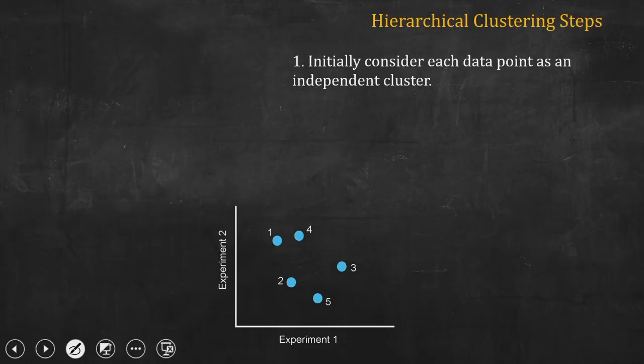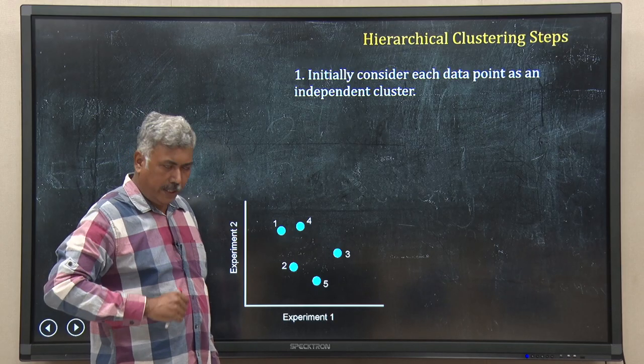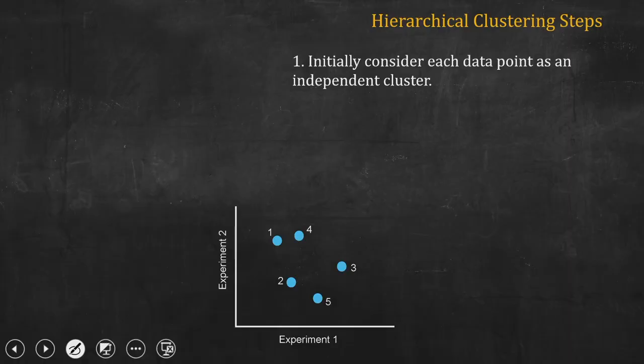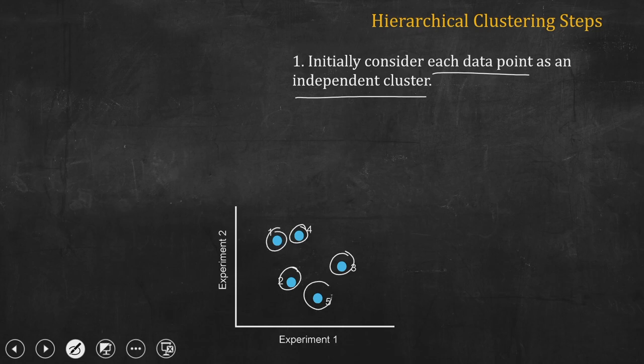The first step, as it is an agglomerative method, is to consider that each data point is an independent cluster. So, how many data points do I have? 5 data points. That means the number of clusters will be 5. All these are independent clusters. This is the first step.